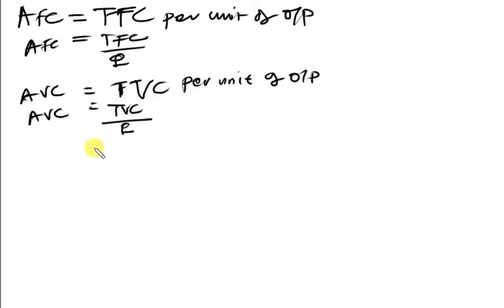Let us look at this in detail. So we're going to look at the average variable cost in detail. So the average variable cost refers to the total variable cost per unit of output. It is found by dividing the total variable costs by the output.